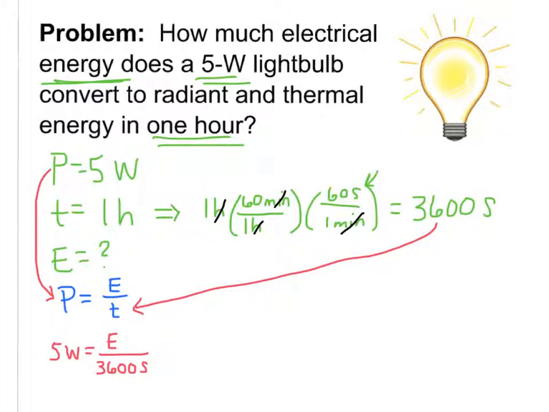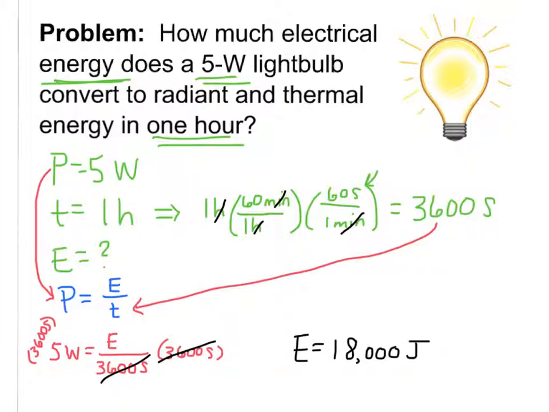From here, where do we go? We want to solve for E, for energy. So if we multiply both sides by 3,600 seconds, and this will be a little messy on this side, but bear with me. These terms cancel, and I can simply say my energy is equal to 18,000 joules. Remember, energy is measured in joules.